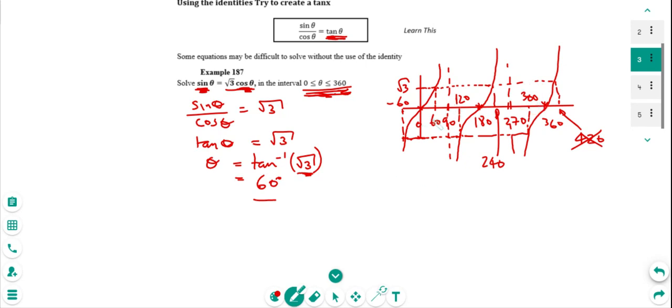So the values that we're interested in in our range are 60, 120, 240 and 300. So we've got theta is 60, 120, 240, and 300 in our range.